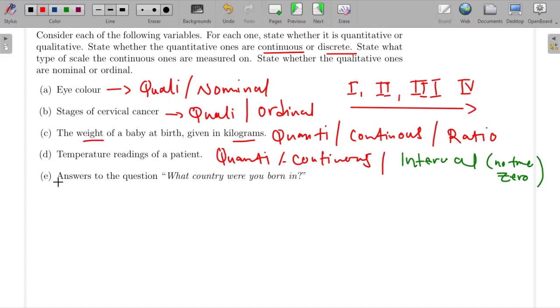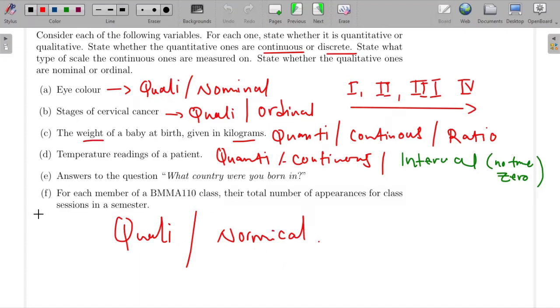And then part E: answers to the question, what country were you born in? Is that qualitative or quantitative? There's no number involved here, so this is qualitative. If it's qualitative, it can either be ordinal or nominal. Does the country you were born in show any order? No, not necessarily. So the measurement scale here is nominal.